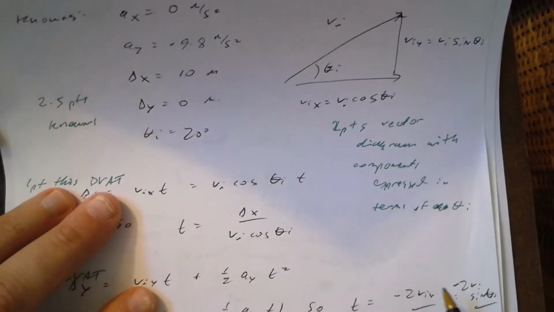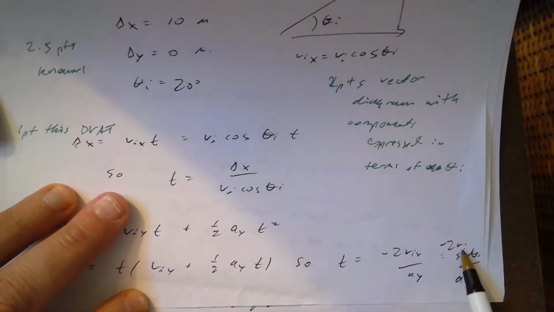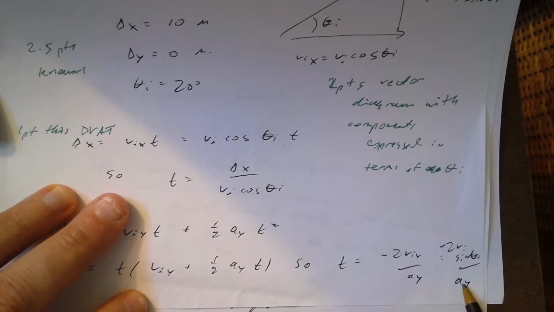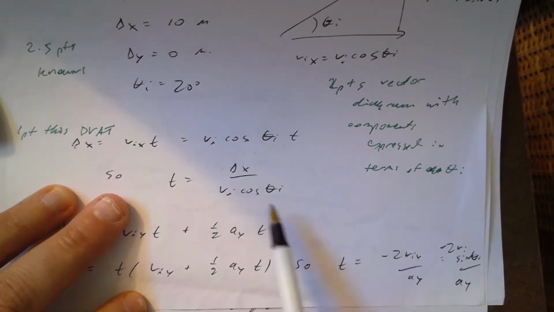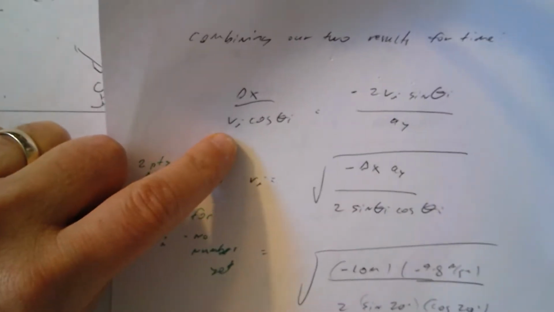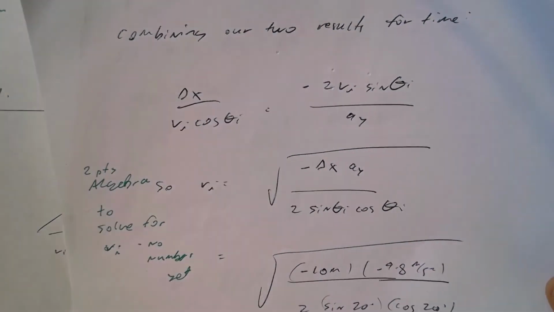And I'm going to just substitute in for VIY, VI sine theta. So I have t equal to negative 2 VI sine theta over AY. And then I also have t is this from my x expression. So the next step is going to be to set those equal. All right. This is time from my x expression, and this is time from my y expression, and they must be equal.